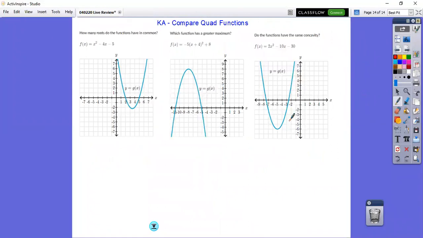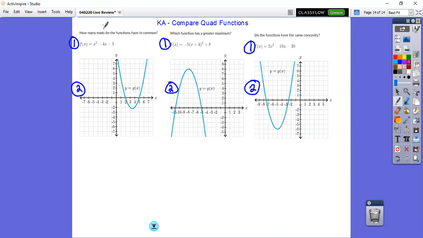Okay, the last one that I had questions on was the comparing quadratic functions, okay? How many roots do the functions have in common? Which function has a greater maximum? Do the functions have the same concavity? Those were the kind of questions. So notice there are two things. There's a function given to you, and then there's a graph given to you in each one of these. So they each have a function and a graph, and that's what you're comparing between. Those are not the same functions, okay?